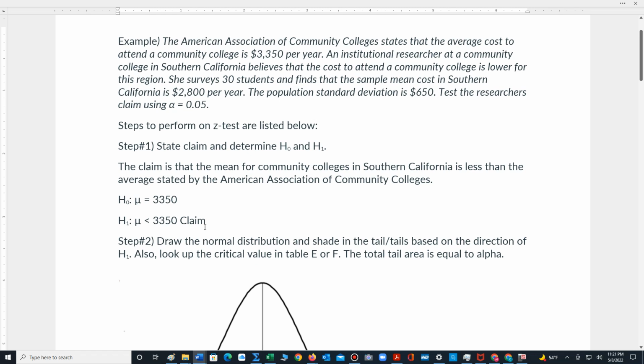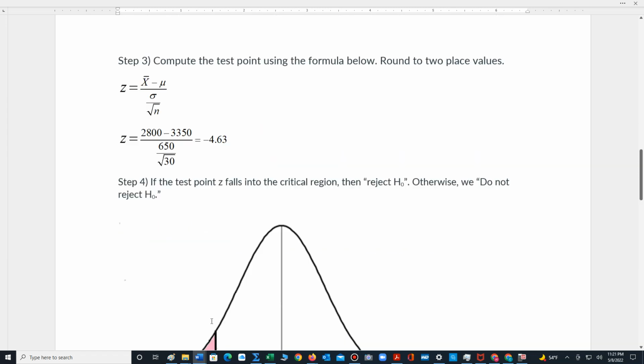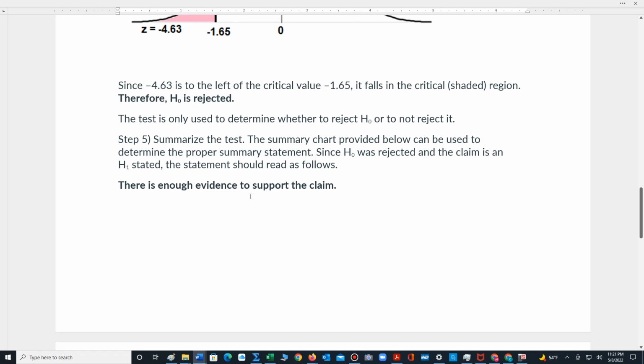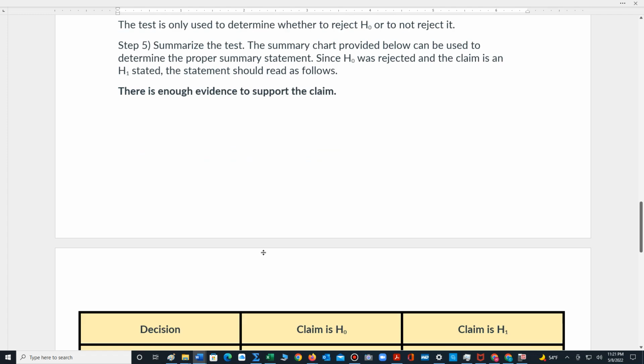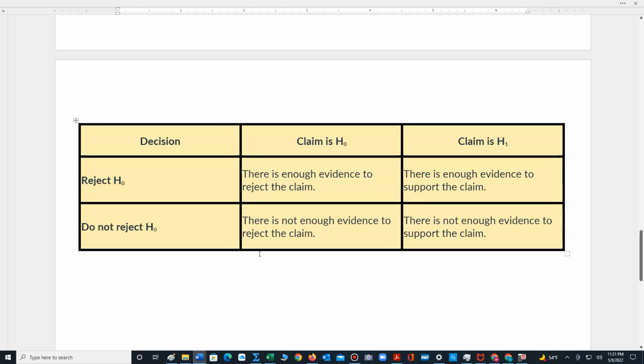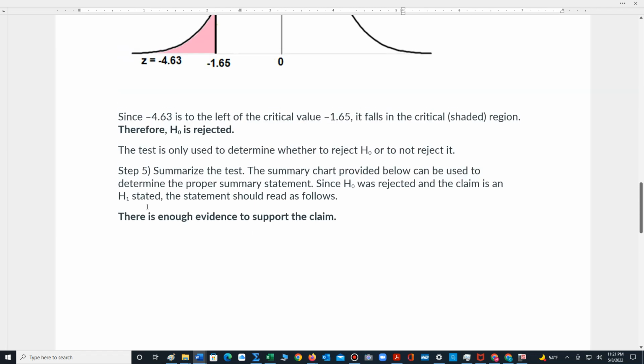Now, what type of impact does that have on our claim? Let's find out. Because the very last step is we have to write a summary of our findings. And there is a nifty flowchart that can help us determine what is the proper summary to write down. The claim, if you recall, is H sub 1, and we rejected H naught, thus the statement we write down is that there is enough evidence to support the claim. And that would be the final step in our process. There is enough evidence to support the claim.